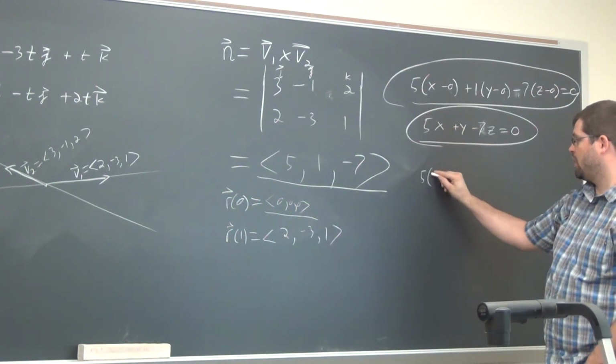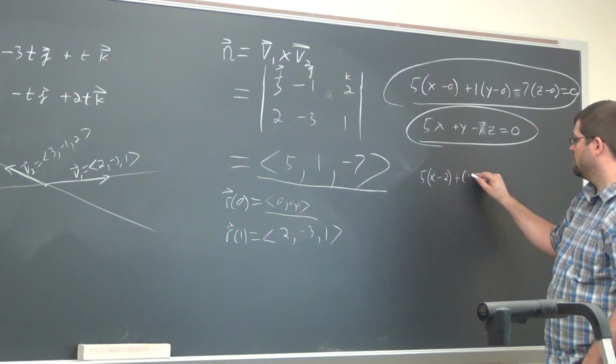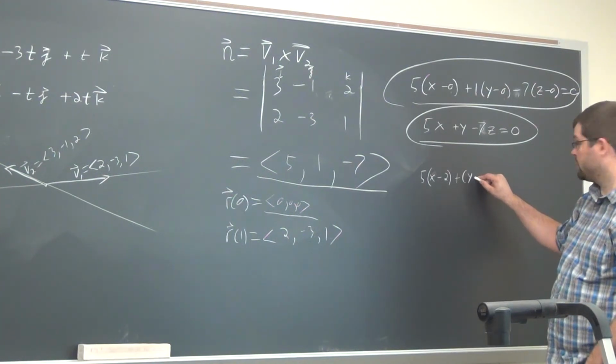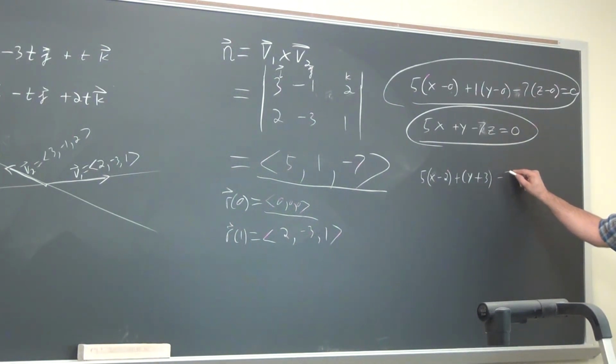But suppose you pick that other value, you get what? 5 times x minus 2, plus y minus -3, right? So +3. And then -7 times z minus 1.